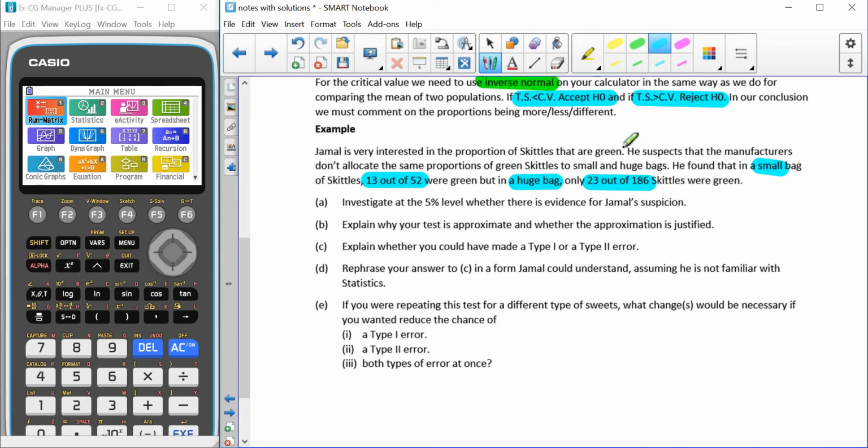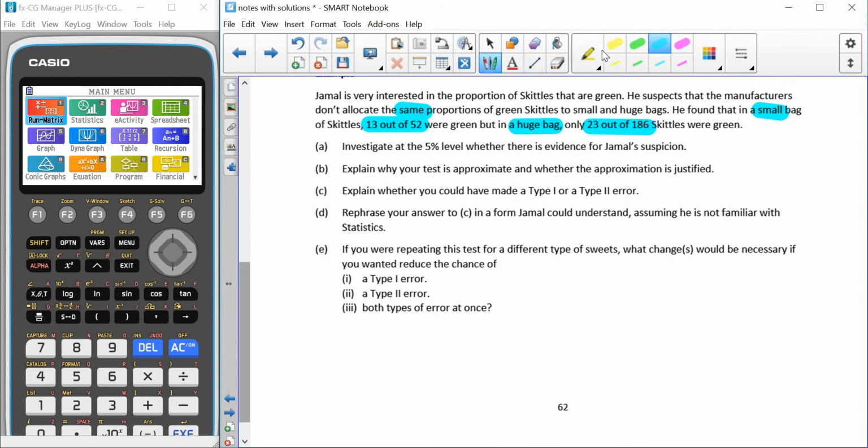All it's saying here is that he suspects that the manufacturers don't allocate the same proportions. It's not saying that one of them is more than the other or less than the other. It's just saying that he thinks that they're not the same, which means that this is a two-tailed test. So our H0 is going to be pi S equals pi H, and our H1 is going to be pi S is not equal to pi H. It's a good idea to write down what those symbols mean. Sorry, my H looks a bit like a 4 there.